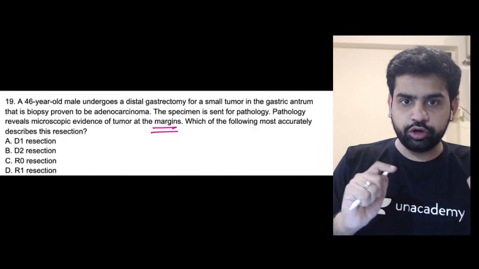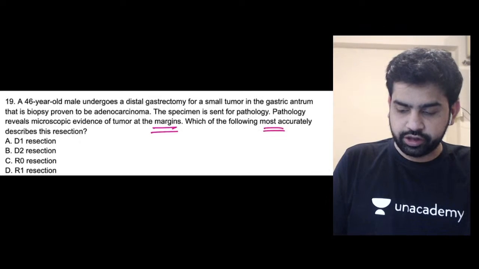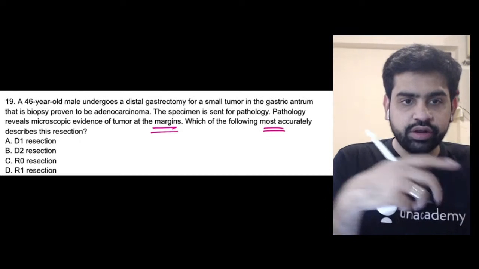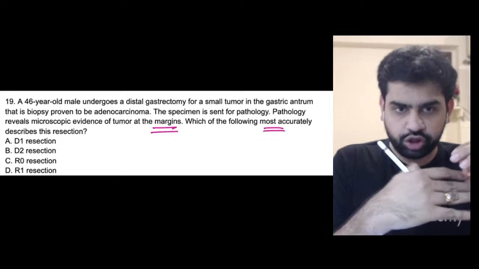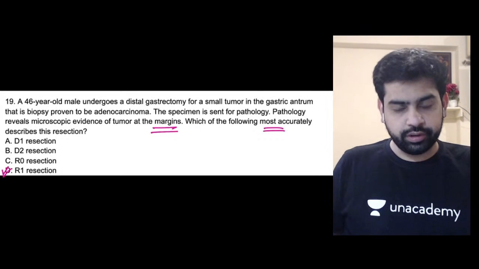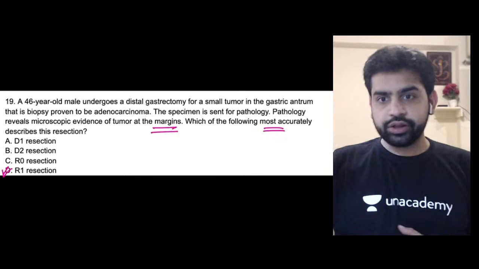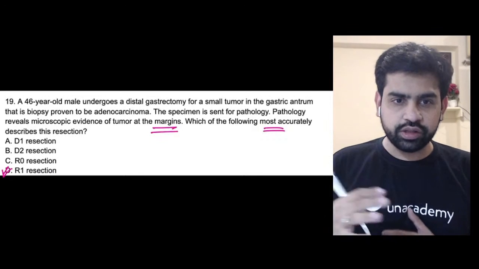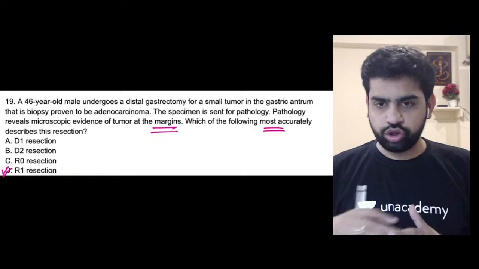Which of the following most accurately describes this particular resection? Is it a D1 resection, D2, R0, or the R1 resection? It's a pretty simple question. The answer over here is D, that is, it is an R1 resection. Now before I go into this R0, R1, and R2 resection, let me just cover this D1, D2, and the D3 resection in a short while.